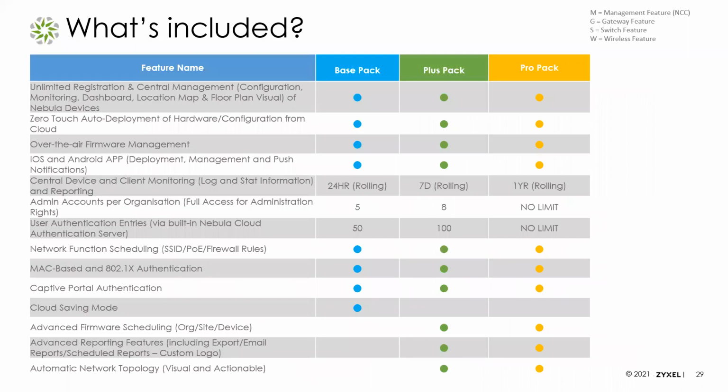So now going on here to what is available in these different versions. Basically, all versions of Nebula, the free or the paid versions here, give you access to that plug and play configuration, cloud management of an unlimited number of devices, an unlimited number of customers, access to the dashboard, location map, floor planning, et cetera. All versions will let you update the firmware over the cloud and allow you to do basic scheduling of those firmware updates. All versions get you access to the apps. All versions get you access to all the core features and configurations on the different hardware itself.